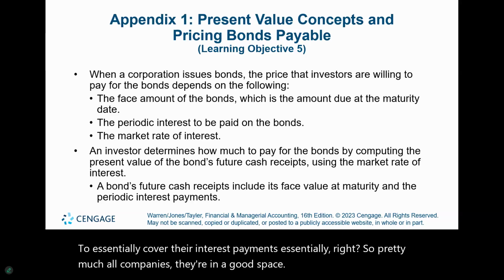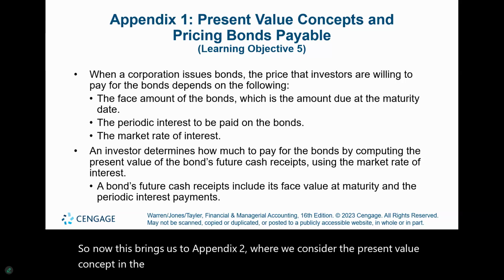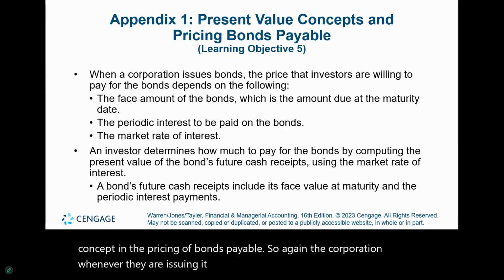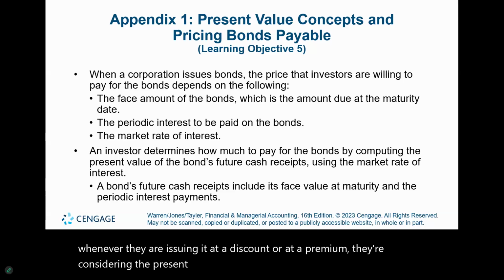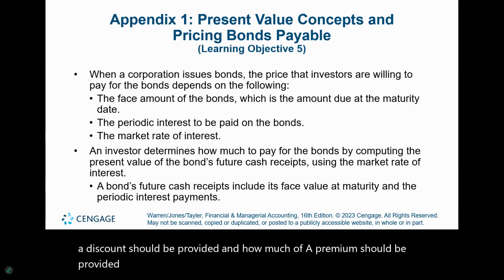Now this brings us to Appendix 2, where we consider the present value concepts and the pricing of bonds payable. Whenever a corporation is issuing bonds at a discount or at a premium, they're considering present value concepts to determine how much of a discount or premium should be provided.